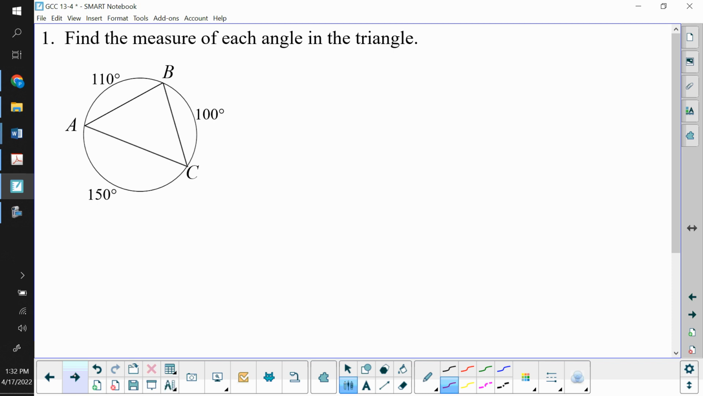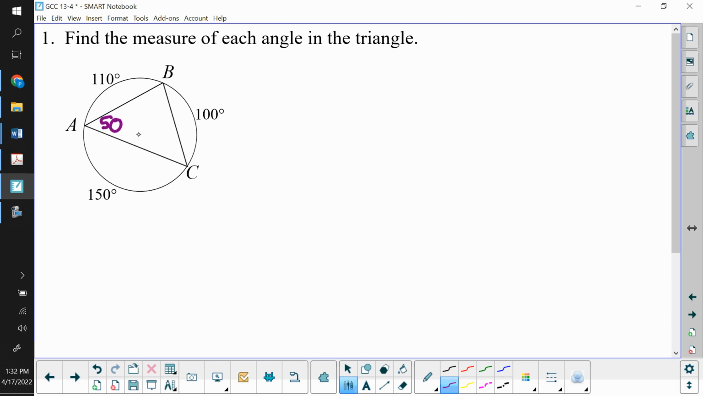So if we look at number one, let's start with angle A. Angle A, if we follow to see where it hits the circle, it's an inscribed angle that's opening up to that arc. So angle A's measure should be half of the arc it opens up to. So half of 100 is just 50.